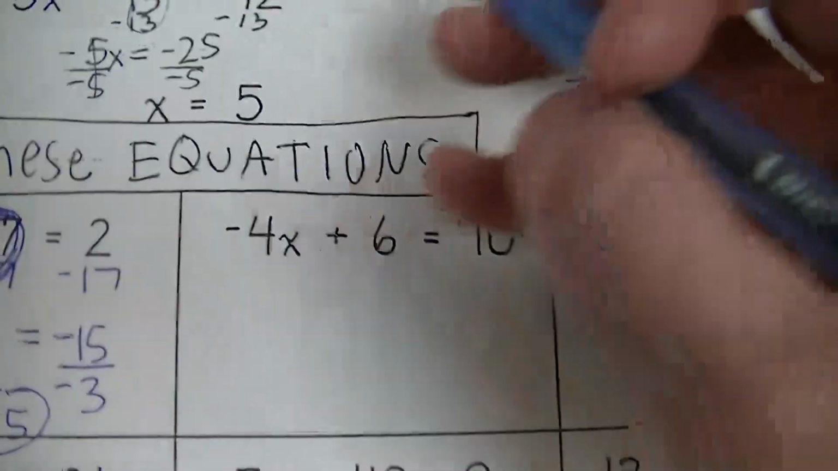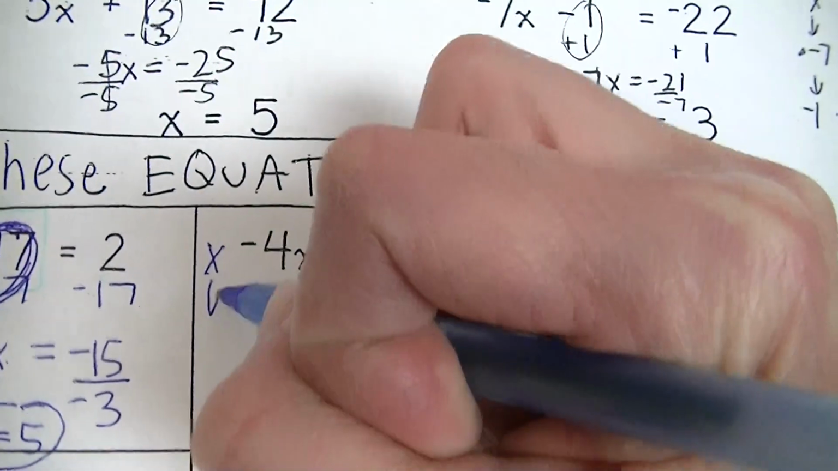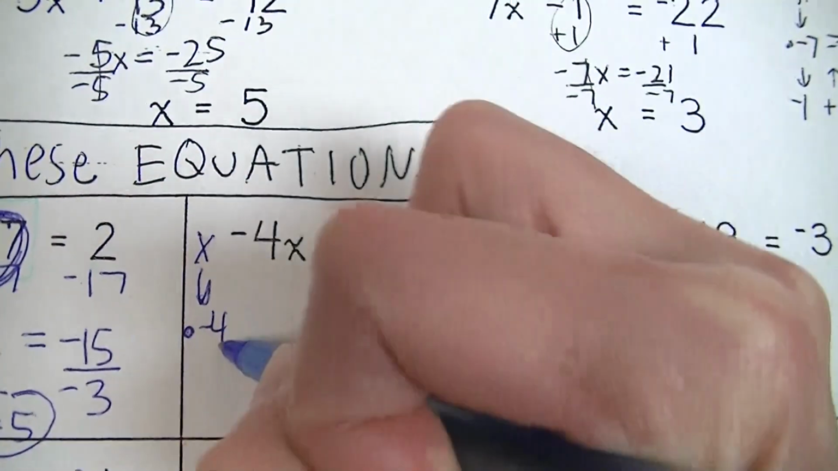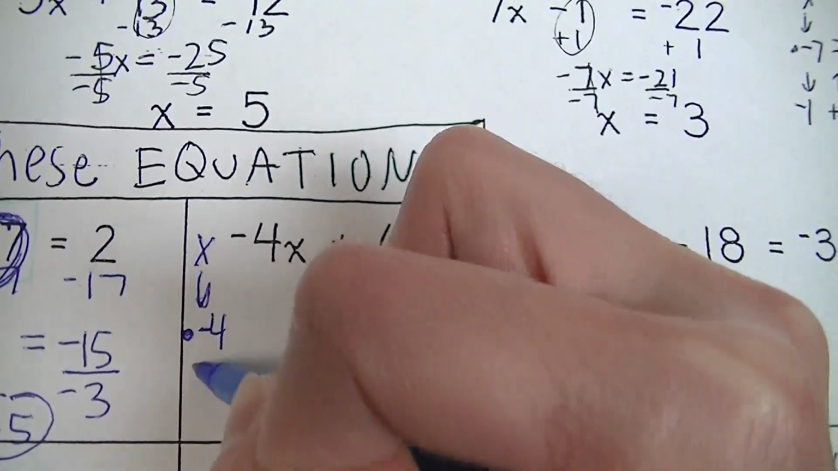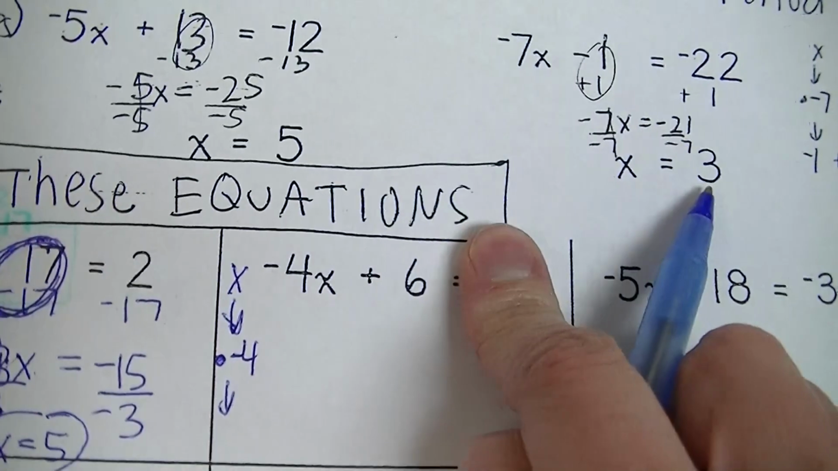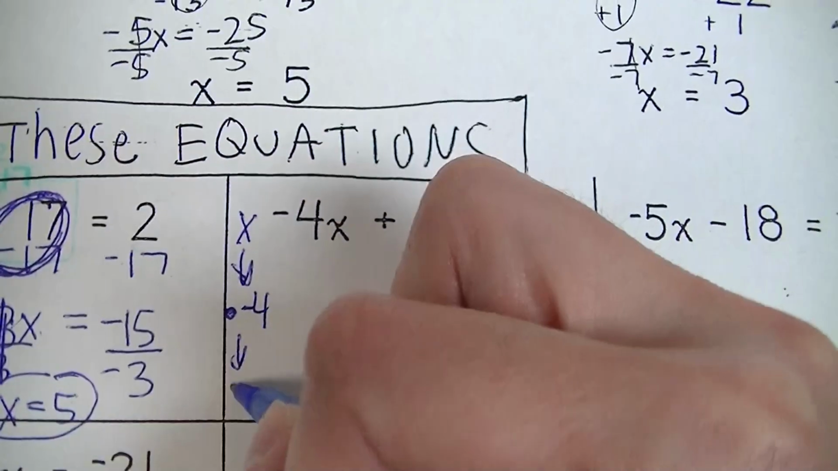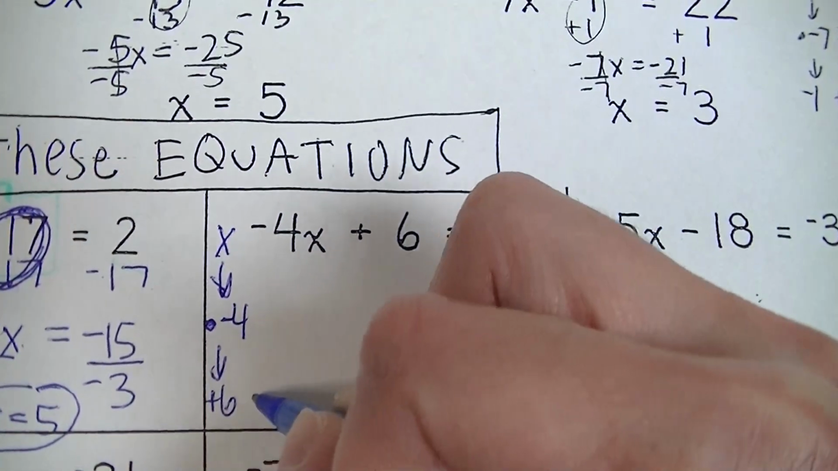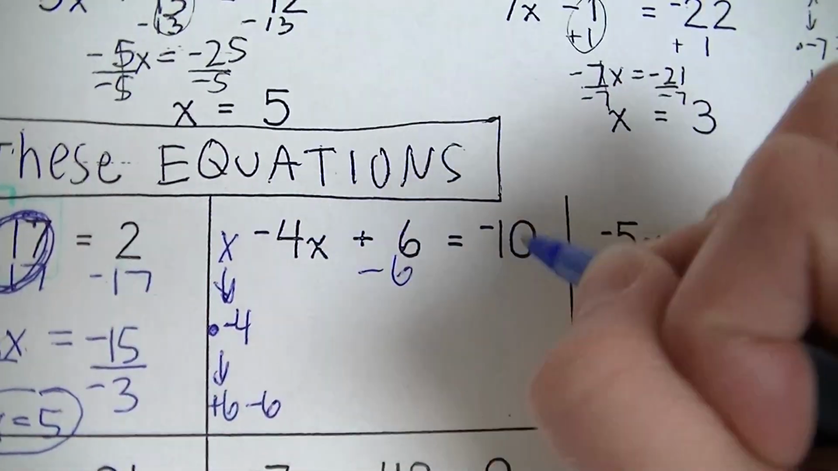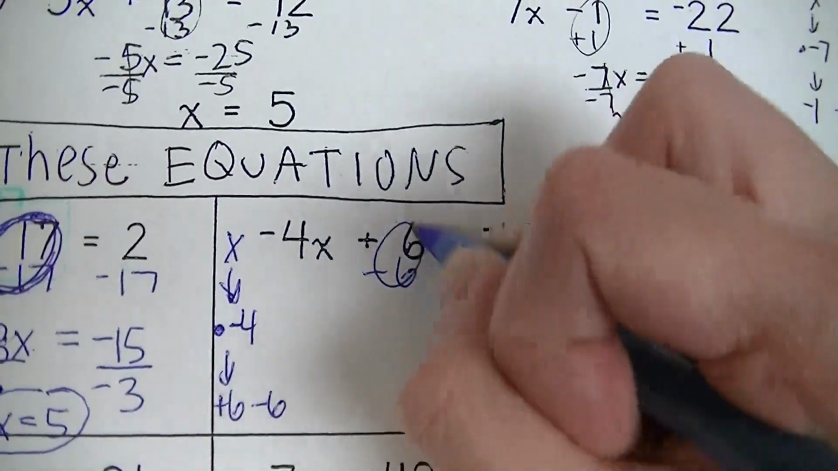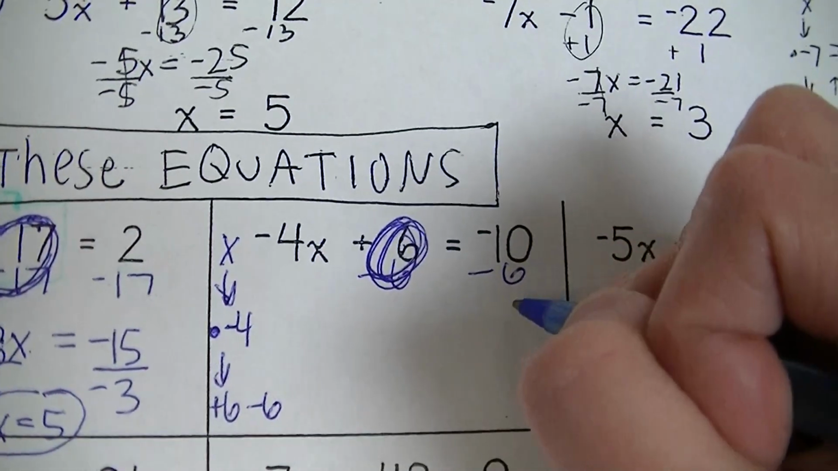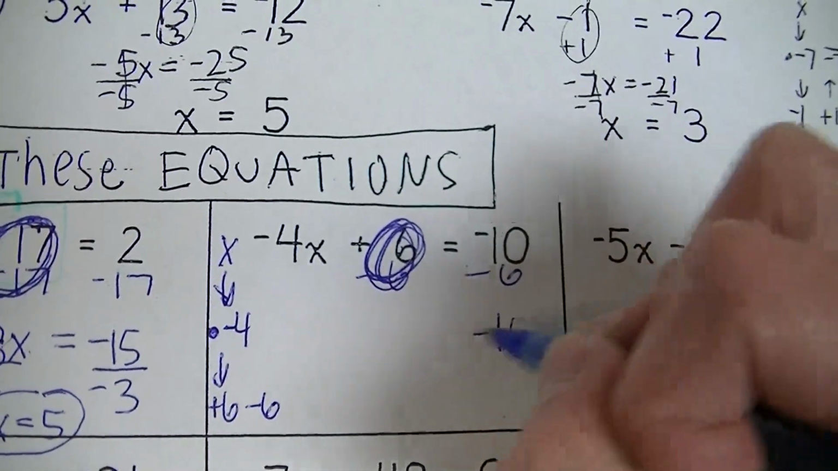Okay, next one. Let's go ahead and build it. Start with x, then they multiplied it by -4. Make sure you include that multiply and that negative, okay? And then after that, to build this equation, they had added 6. Okay, the inverse operation of +6 is subtract 6, so do that to both sides of that equal sign. 6 take away 6 is 0. -10 minus 6 is -16.